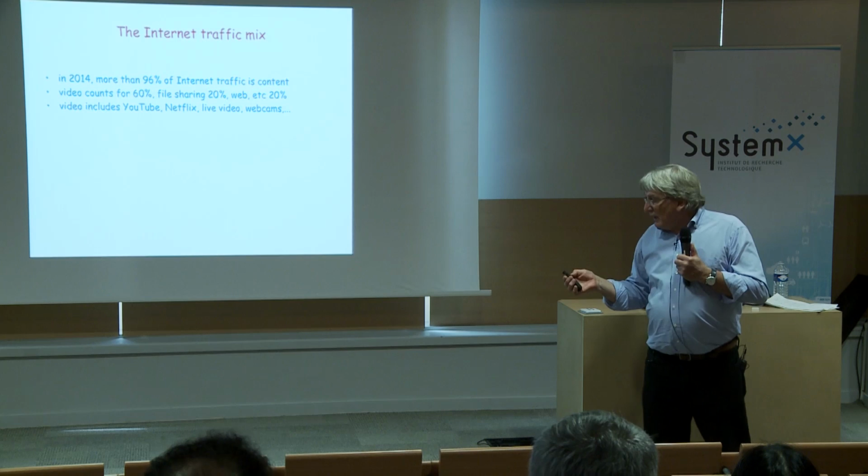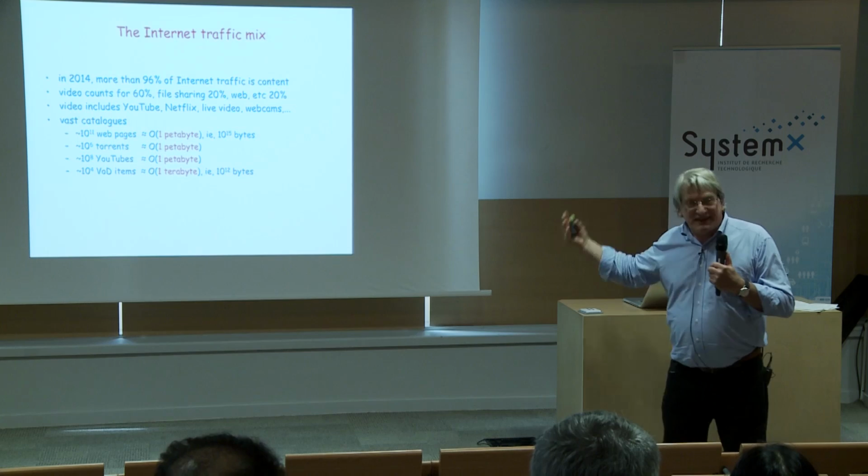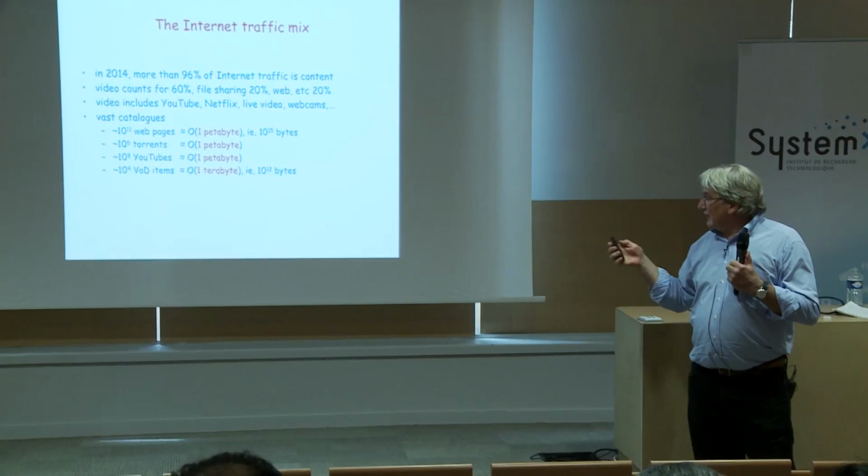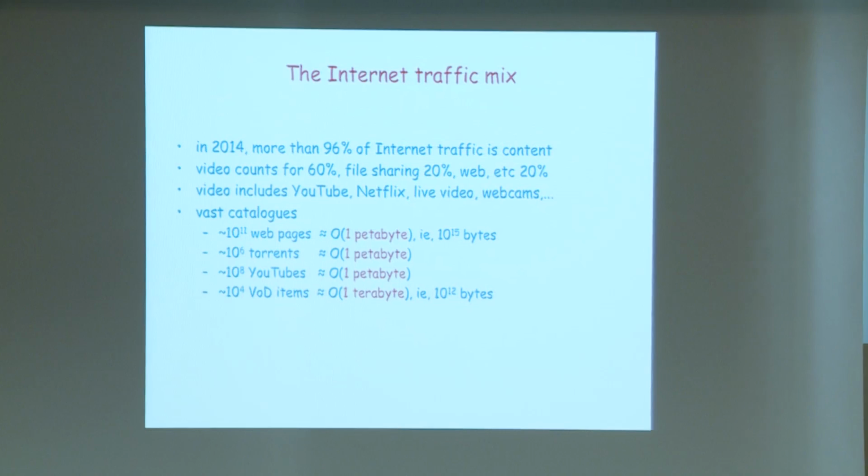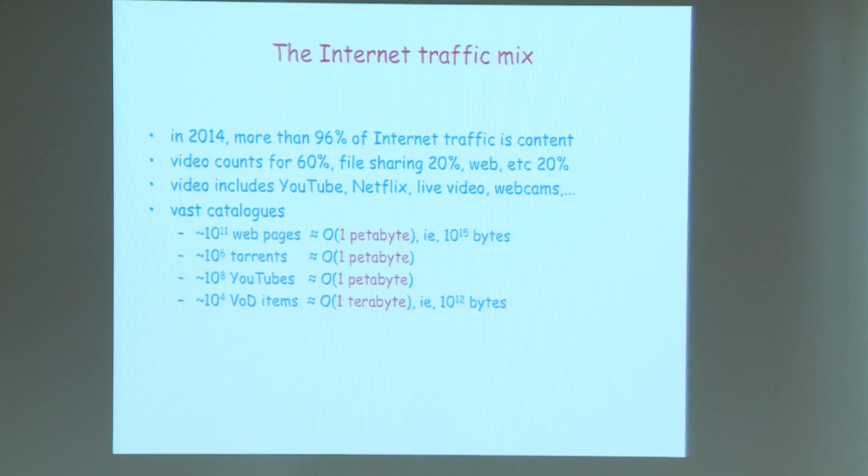If you add up all the content corresponding to these different categories, you get huge numbers. So if you recognize that the number of web pages out there now is like 10 to the 11, each web page might be on average a few hundred kilobytes or something. If you do the product, which I've not done directly, you get something around a petabyte. So it's 10 to the 15 bytes. That's like a million gigabytes.